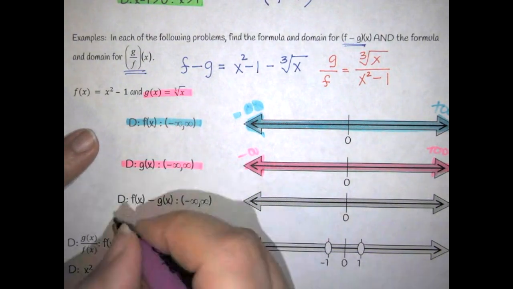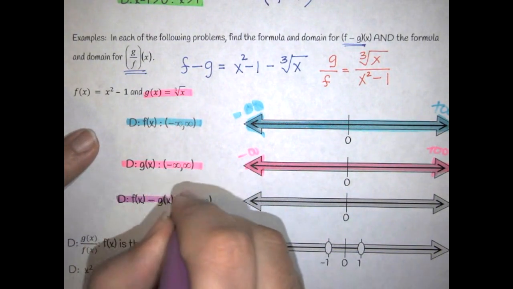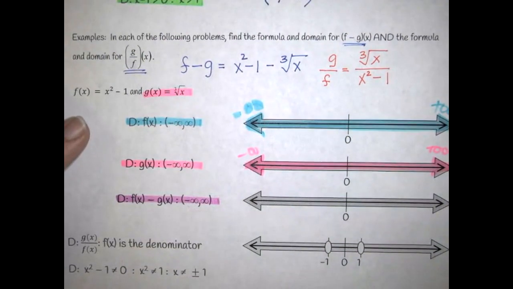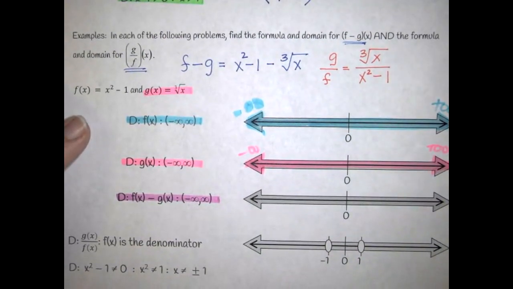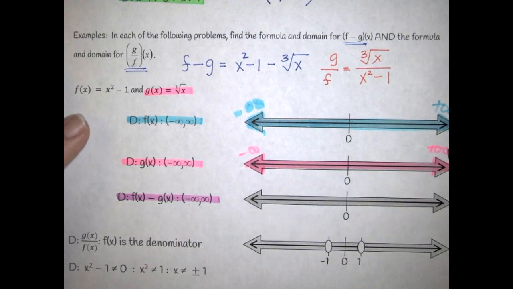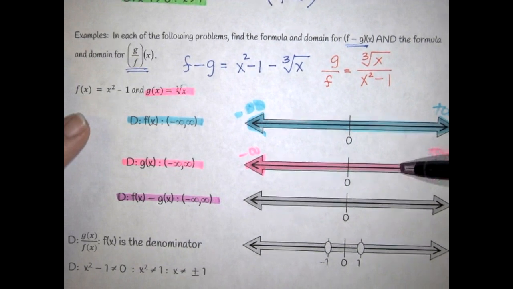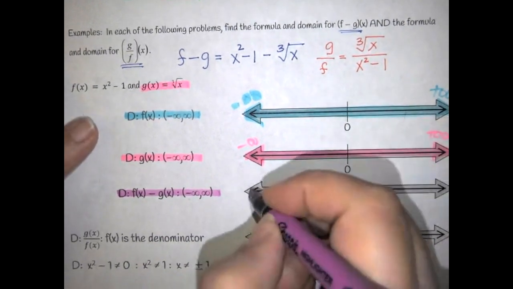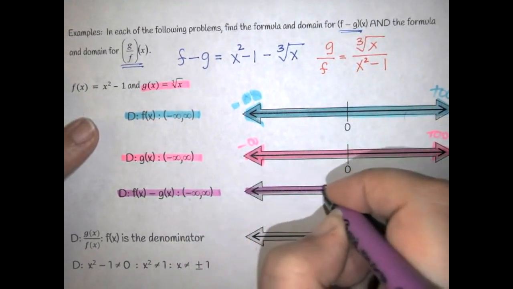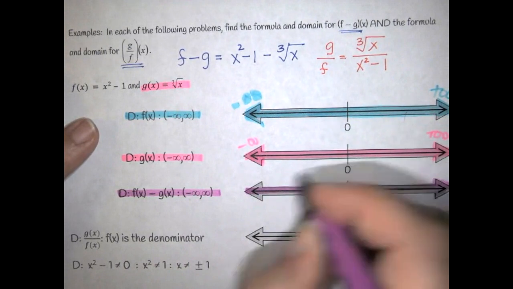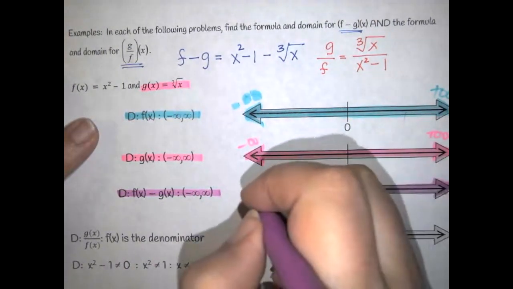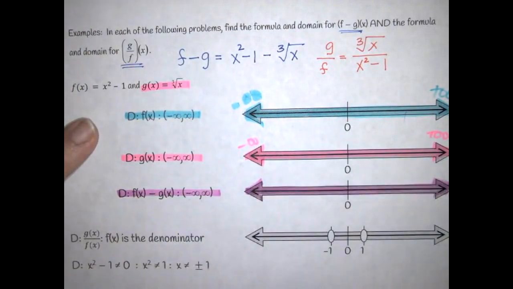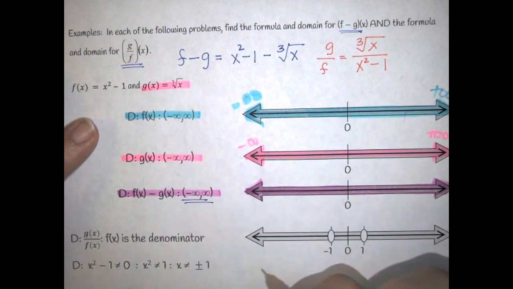Well, that makes it really easy, because f minus g is going to be the overlap between the two. So I'm going to look at f, I'm going to look at g, and I'm going to look at where they are identical. So here, my blue and pink lines are identical everywhere, which means f minus g also uses all real numbers. It also incorporates the whole number line. So when we write its interval, we are going to write from negative to positive infinity.